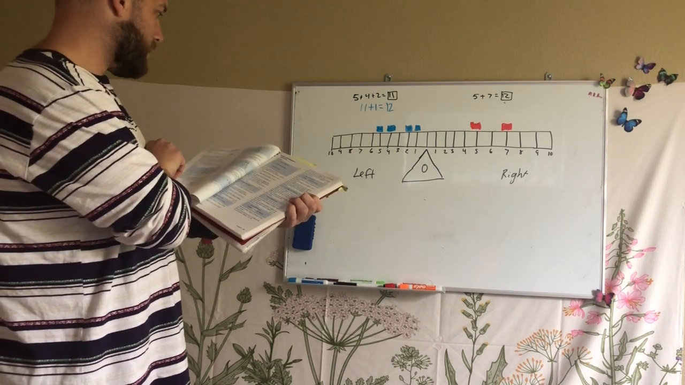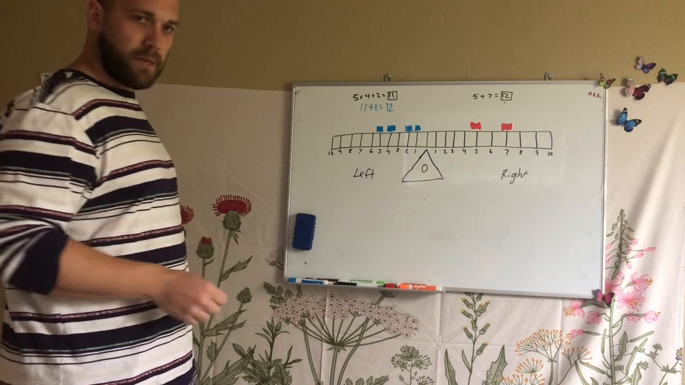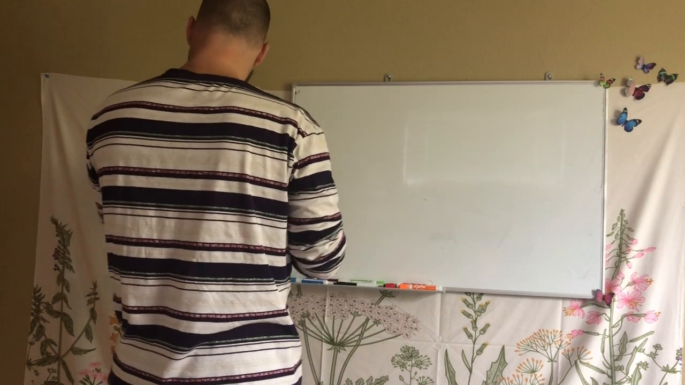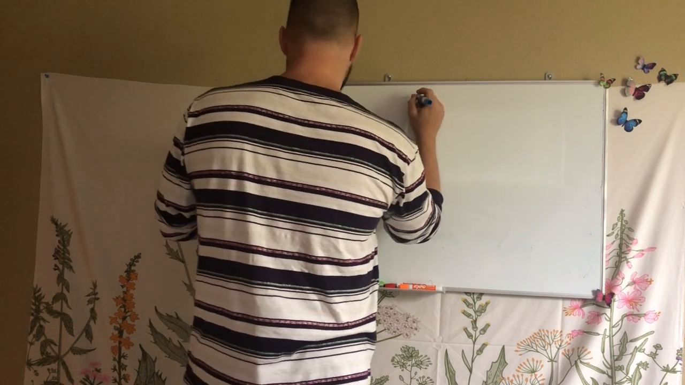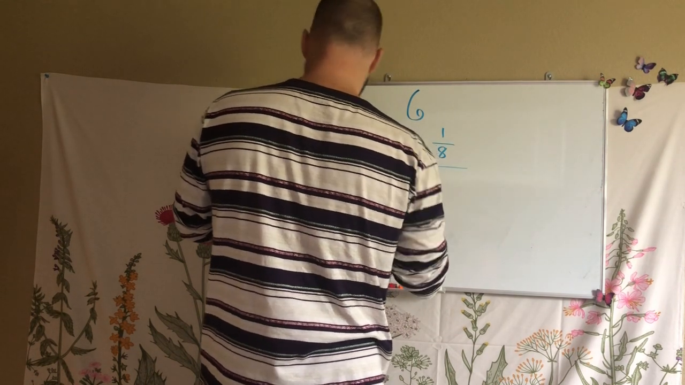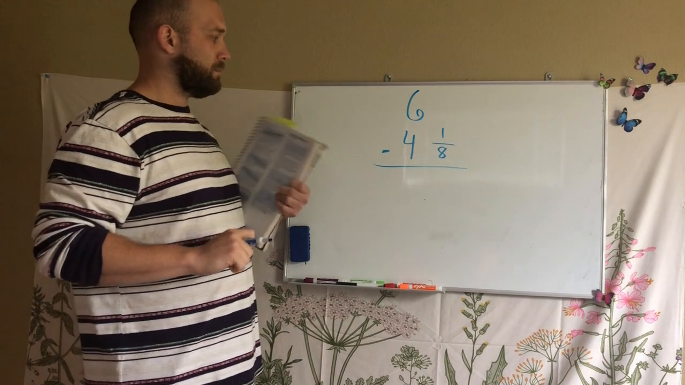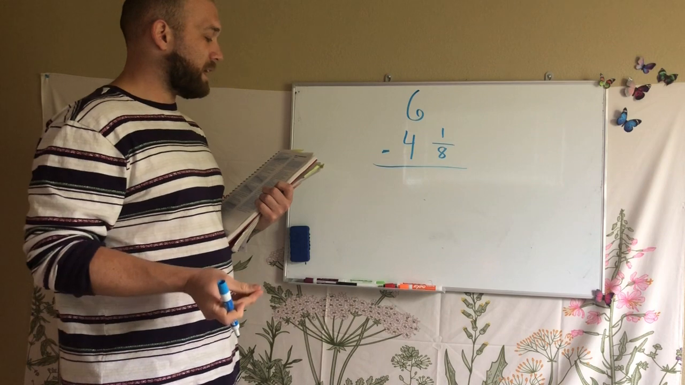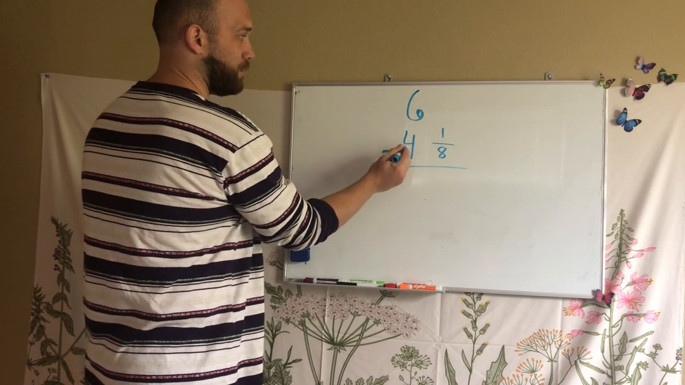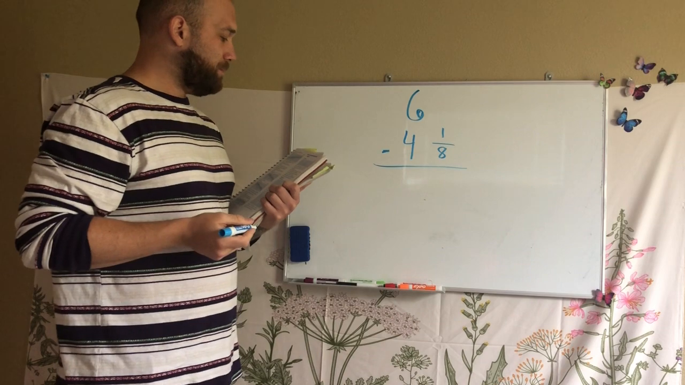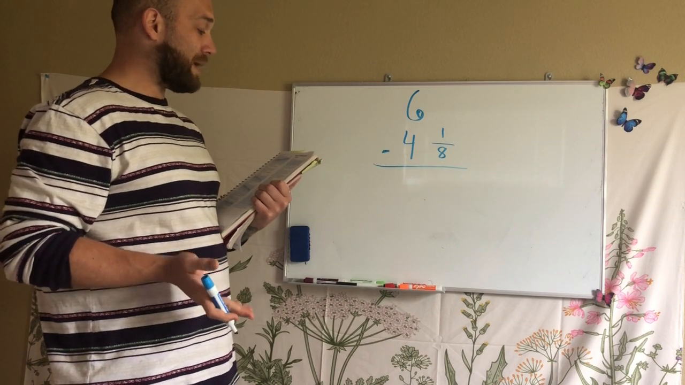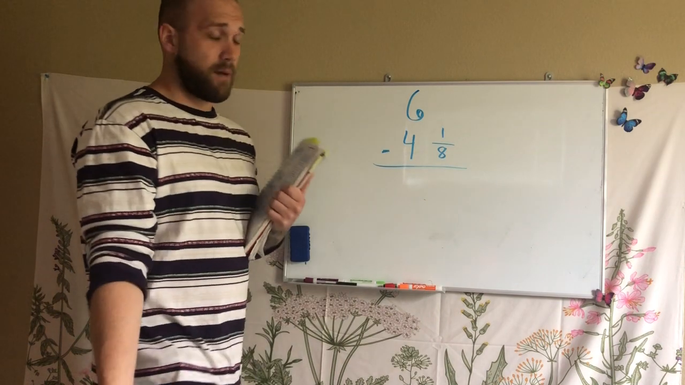All right, let's switch gears to mixed number operations. So, we have this equation right here. Read the problem. The problem should be read as 6 minus 4 and 1/8. To work the problem, we have to rewrite the top number. The problem for the fraction is 0 minus 1/8, because we have nothing here for the fraction to subtract from.